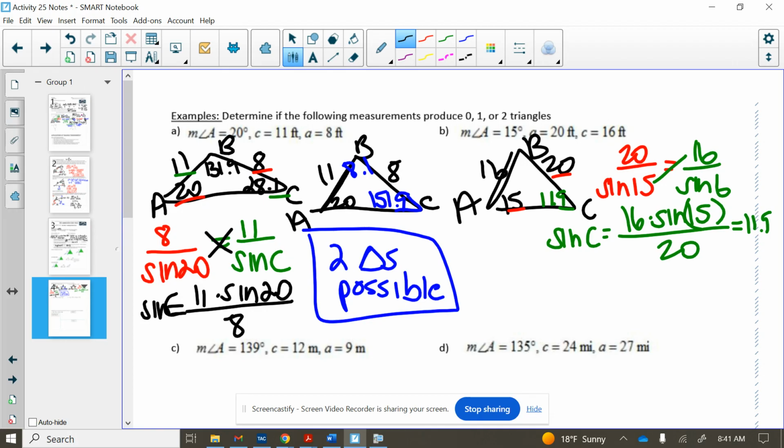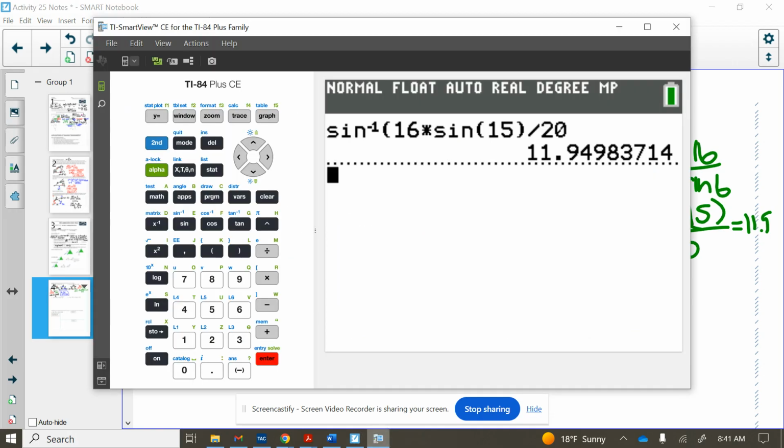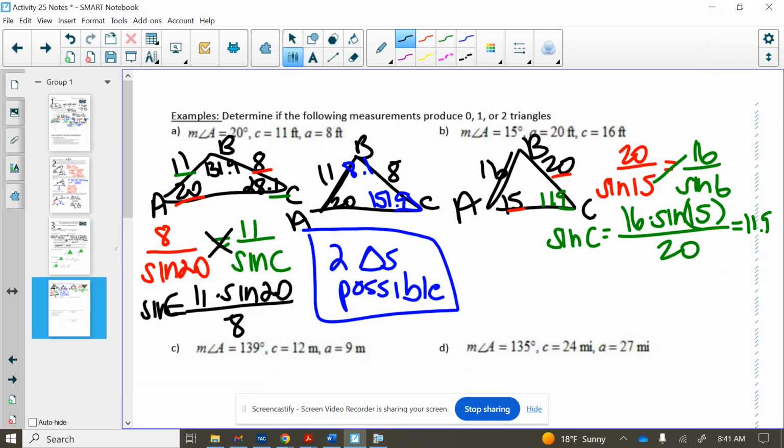Now on this one, if we subtract from 180 the given angle and our newly found angle, we find that we are good, that there is going to be at least this triangle formed, because our missing angle B up here would be 153.9, and we are good to go.